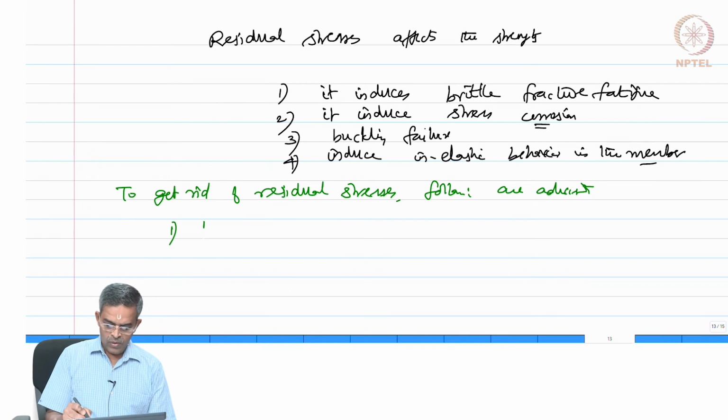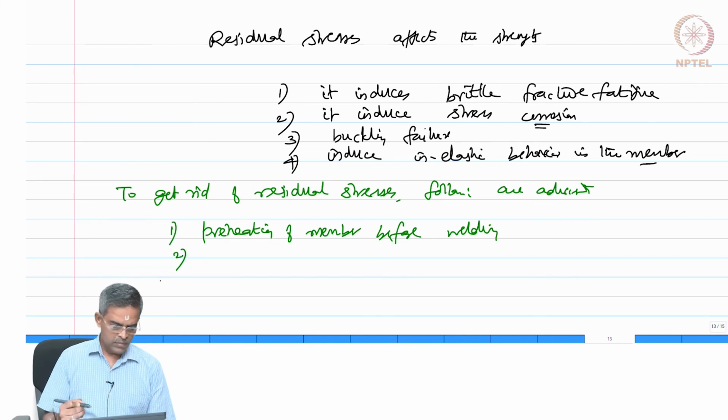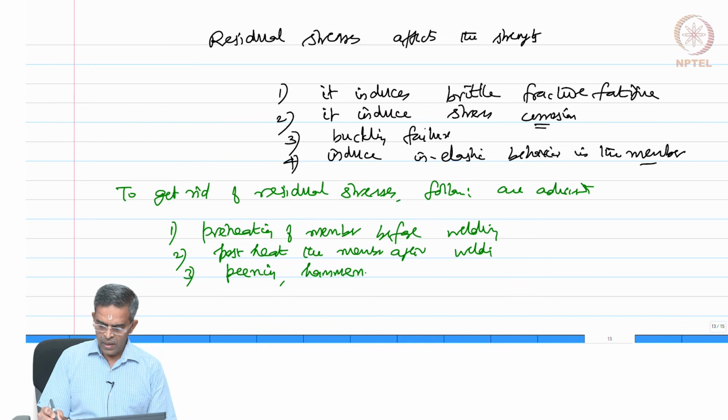1. You can preheat the member before welding. 2. You can post heat the member after welding. 3. You can also do something called peening, hammering the weld.